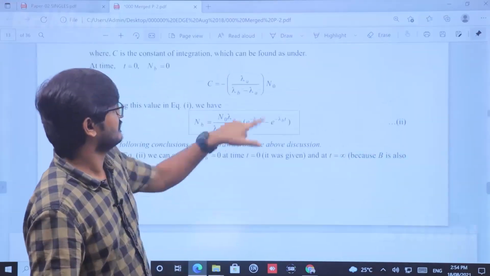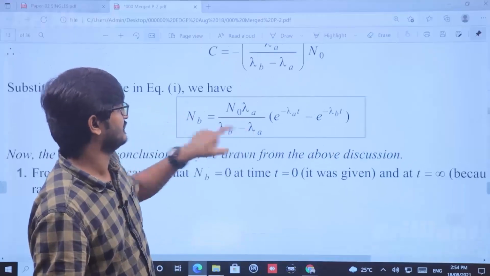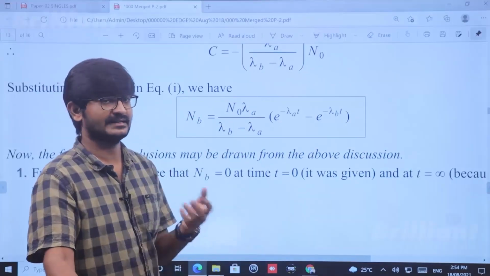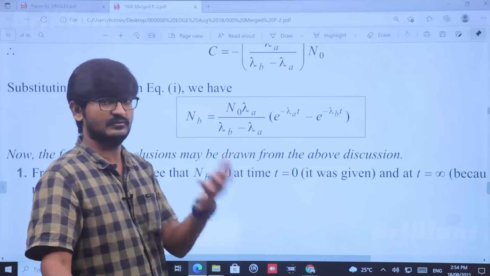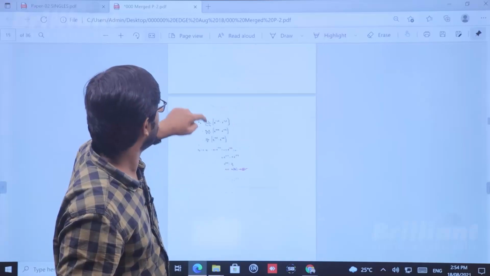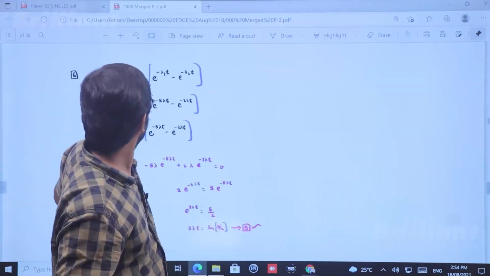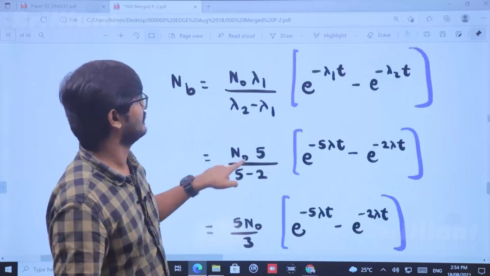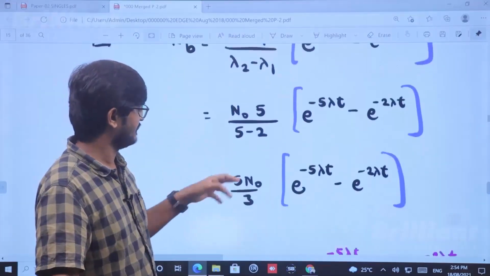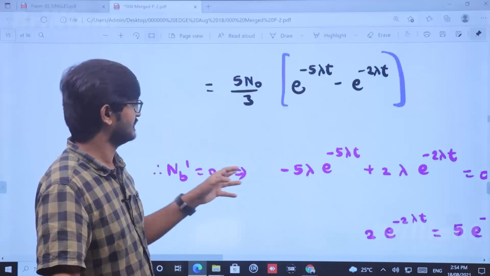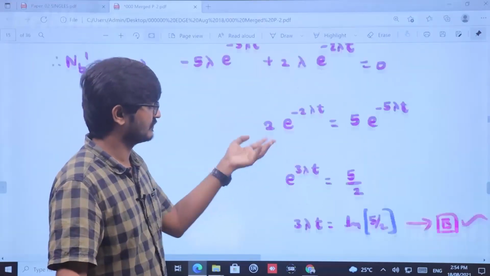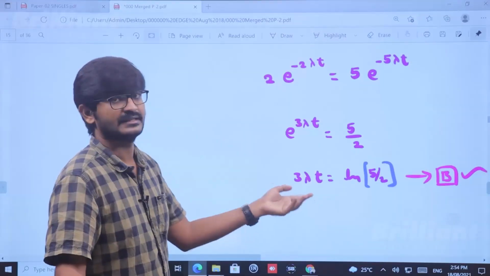After you get this equation, which is the equation we need, we need to see when NB will be maximum. When NB is maximum, its first differentiation will be equal to 0. From that slide NB will be this much, so the first differentiation must be 0. When you differentiate it, make it equal to 0 and solve for it, you will get the required time.